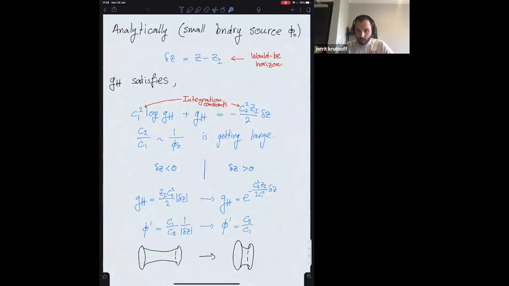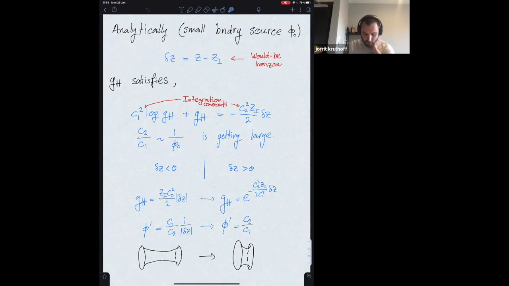And by applying the approximations I just mentioned, there's a simple differential equation for the GTT component of the metric, whose solution is simply given by this. And so there's some integration constants, C1 square and C2 square, and then there's here this equation that governs the dynamics of GTT. And these C1 and C2 are related in this way to the boundary source.